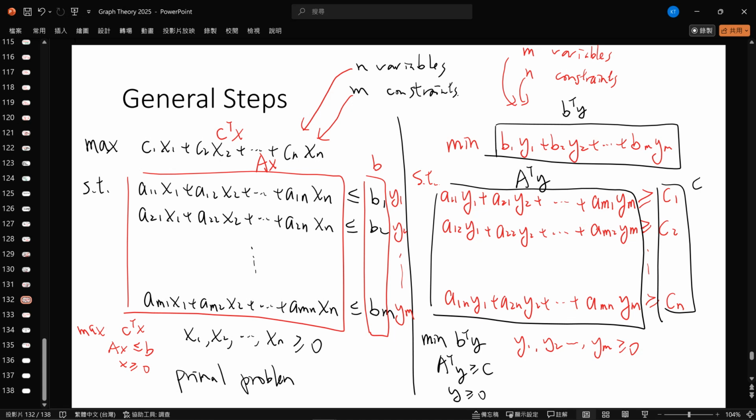So it's like we perform the transpose of this matrix. In the primal problem, we consider row by row, but in the dual problem, we consider column by column. And finally, all the dual variables are non-negative.